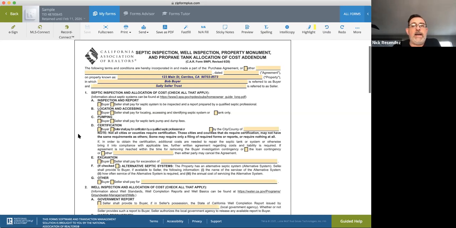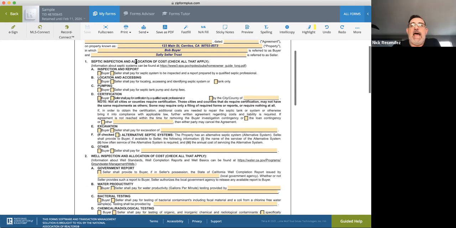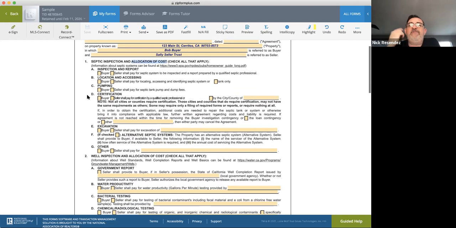So in paragraph 1, we're talking about septic inspection and allocation of cost, check all that apply. And basically it's asking, well, who's going to pay for the inspection and the report? Who's going to find it? Who's going to pay for the location and access, meaning digging it up, right? Who's going to pay to have it pumped and cleaned? Who's going to pay to have it inspected and certified, right?